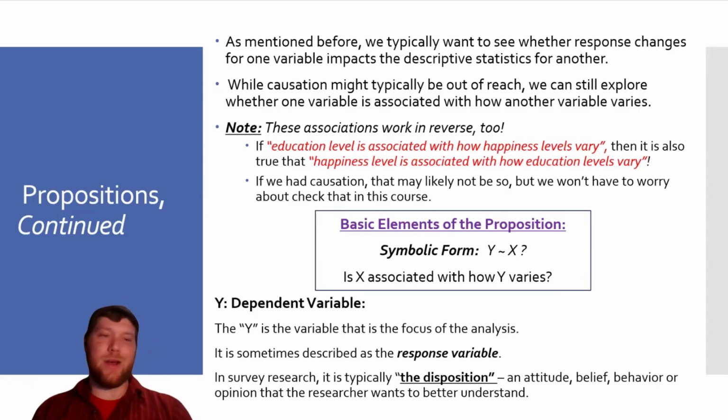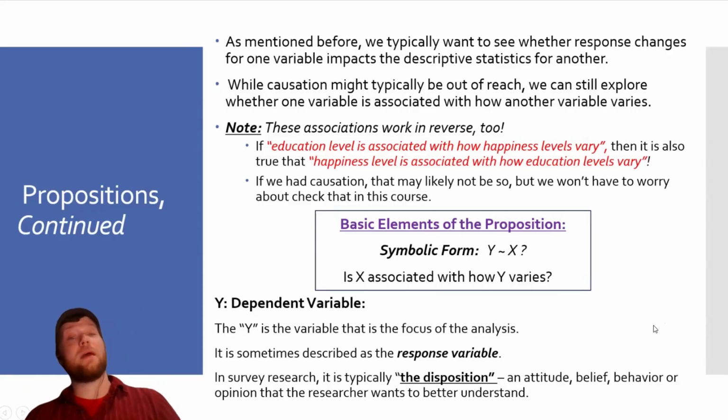Tilde symbol, it's usually in the upper left-hand corner of your keyboard. And basically, we're asking how is X associated with how Y varies? Y is known as our dependent variable, something we talked about a second ago. This dependent variable is the variable that's the focus of our analysis, so our response variable. In survey research, it's typically what we know as our disposition. It's usually our attitude, belief, behavior, or opinion that a researcher wants us to better understand.